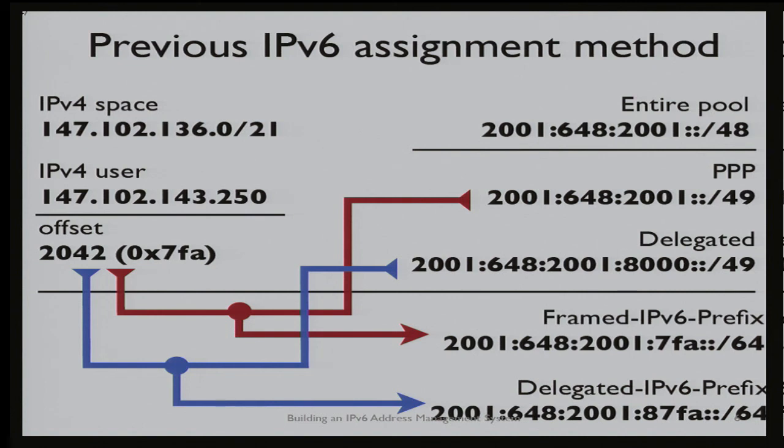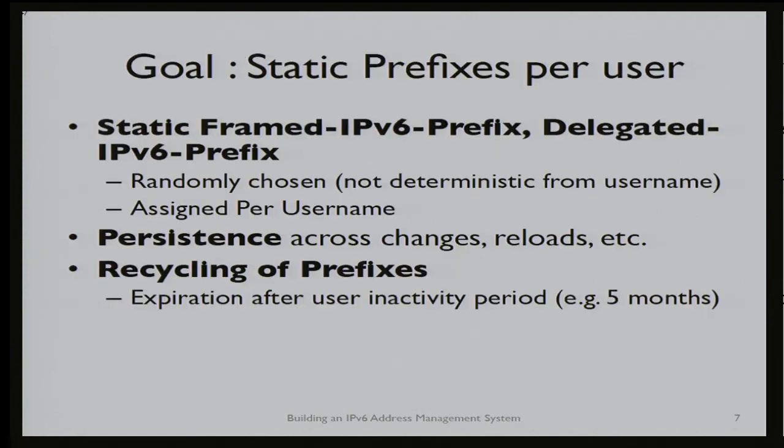But of course, since each time the user connects, the IPv4 address changes, this means that also the IPv6 prefixes change. And one of the constant requests that we've been getting from multiple sides was that people were asking for static prefixes per user. So we sat down and thought, how could we implement a static Framed-IPv6-Prefix and a static Delegated-IPv6-Prefix per user? Well, we thought we could just randomly choose a Framed-IPv6-Prefix and a Delegated-IPv6-Prefix per user, meaning that it's not deterministic from the username.